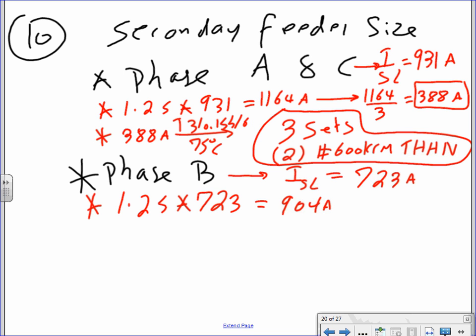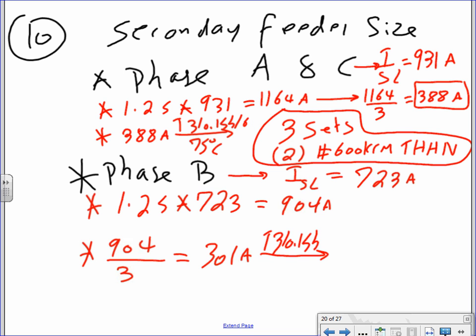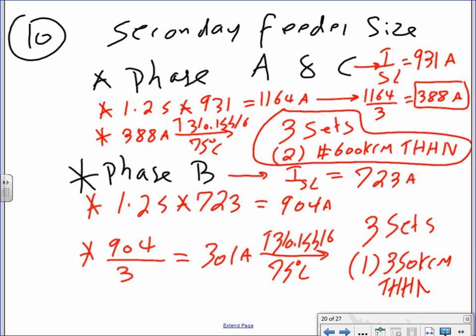And then you take your 904. Now, Karen, I already paralleled 3 sets, so I have to go 3 sets here. So 3 sets, almost, that'll give me 301 amps, right? And then, gentlemen, if you take it to table 310.15 B16, 75 degree column, you're going to end up with 3 sets of 301. I have 350 of 1 conductor, size 350 kcm THHN.